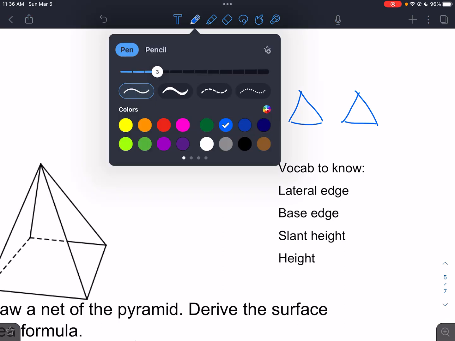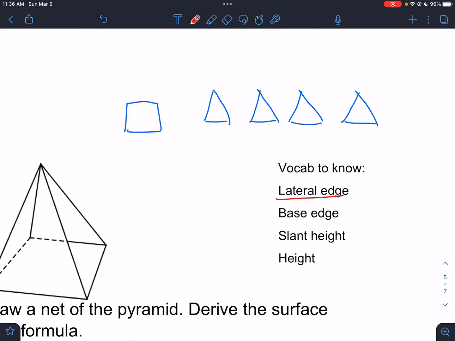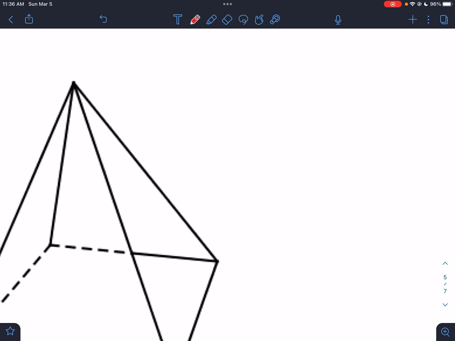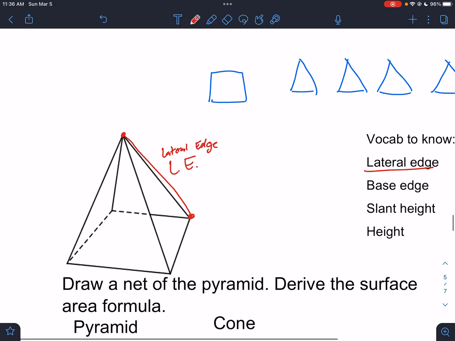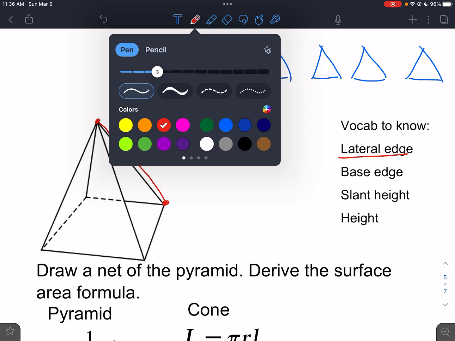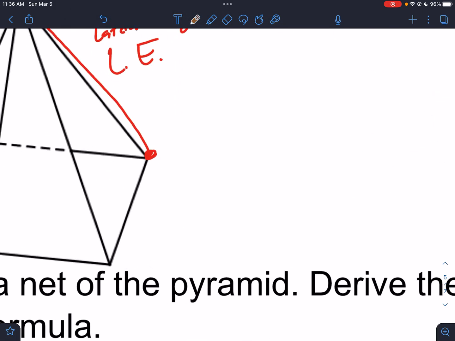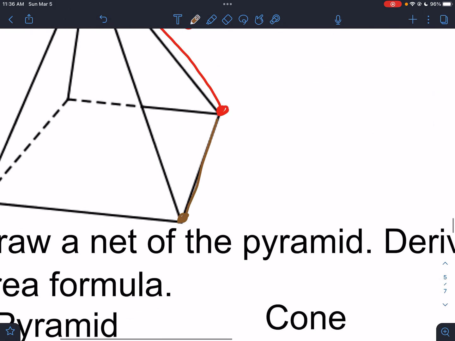So what are some words? Let's talk about what these words mean. The lateral edge is from the apex to the corner. It's on the outside of the shape. I'm going to call it LE for lateral edge. You need to know what that is. Base edge. Base edge is one of the sides of the base of the shape. So this is my base edge.